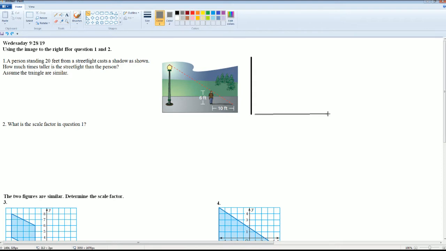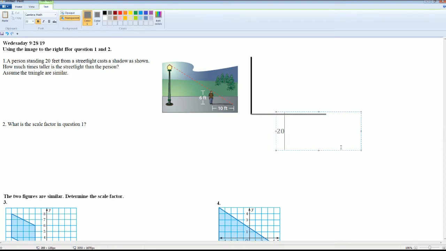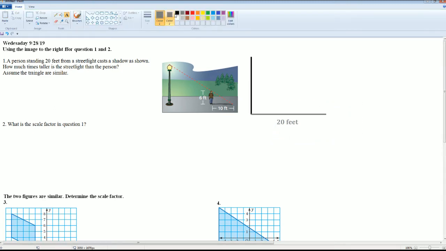Right, and we know that the light post's shadow is going to be 20 feet. That's what the question says. And the red is just its distance right there, diagonally. So there you go. Notice it does form a triangle.